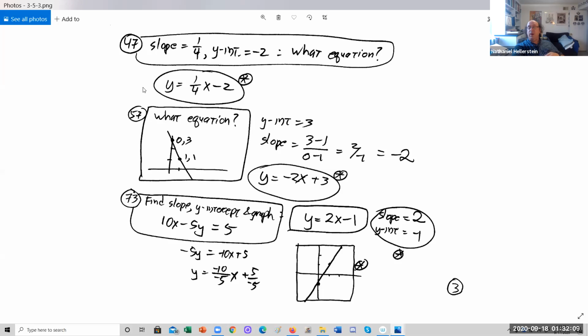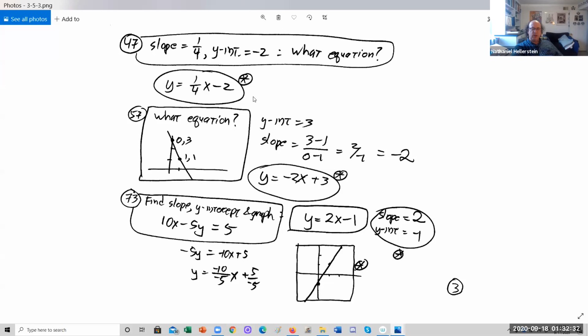Here we're going the other way around, an inverse problem. Before, we had an equation and found the slope and the intercept. Here we're given the slope and the intercept: 1/4 for the slope, -2 for the intercept. What's the equation? Well, y equals sx plus b. This 1/4 is the s, -2 is the b, so y equals 1/4 x minus 2.